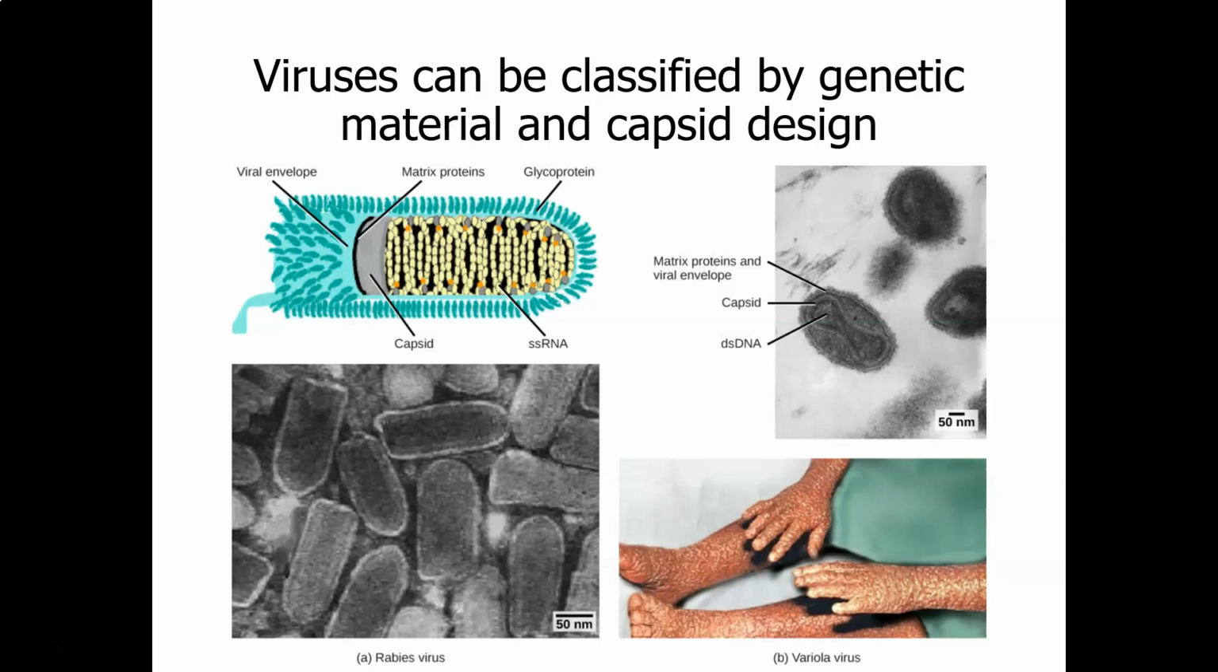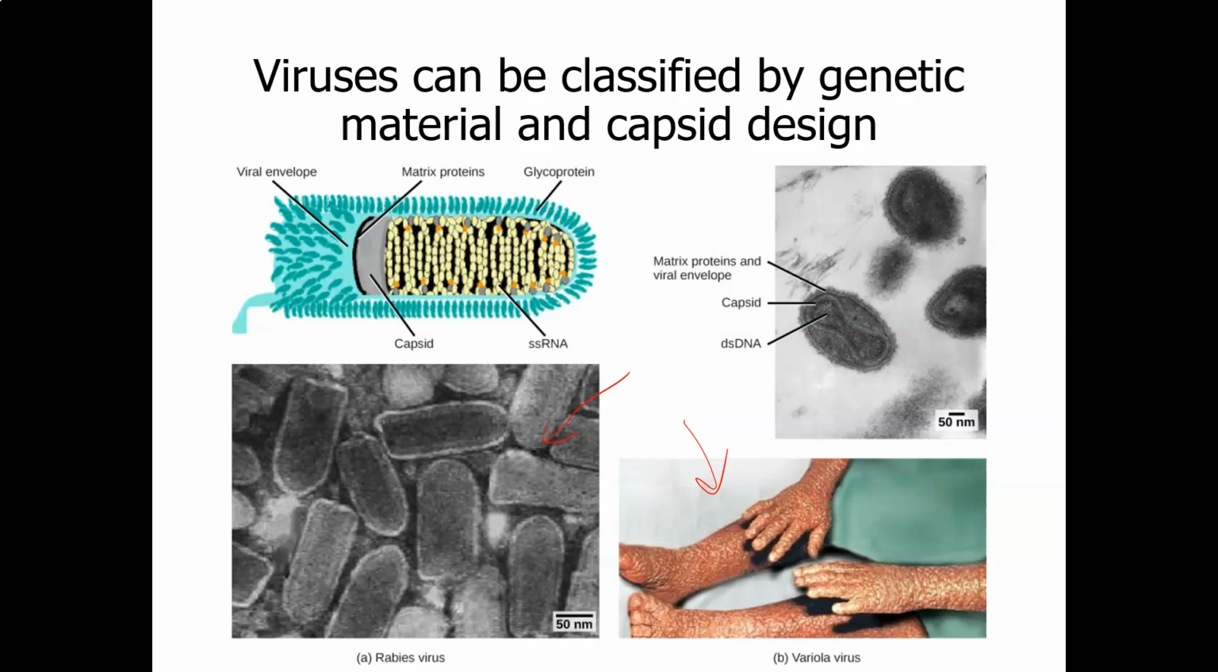Okay. So we know that we can classify viruses by their genetic material and the design of their capsid and whether or not they are enveloped. This is an image of the virus that causes rabies. This is an image of the virus that causes smallpox. It's called variola virus. That has been eradicated through vaccination throughout the world.